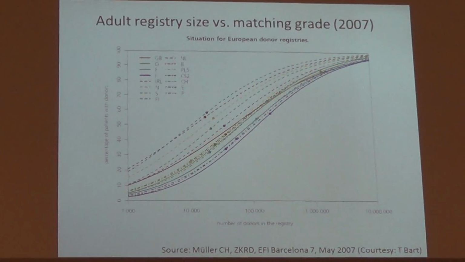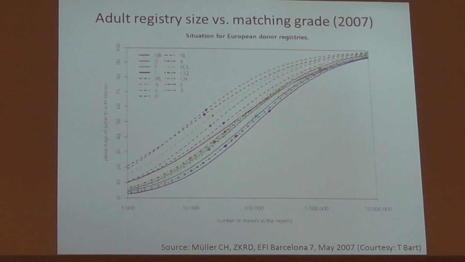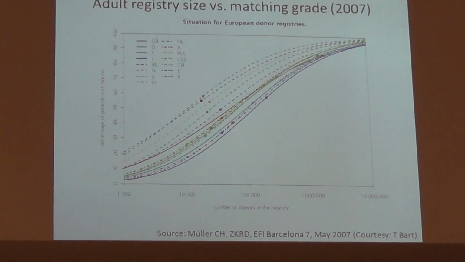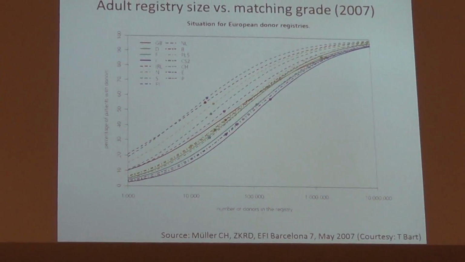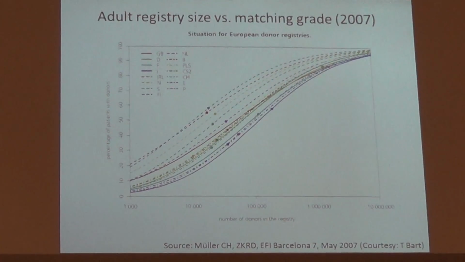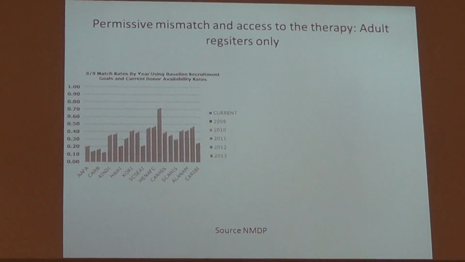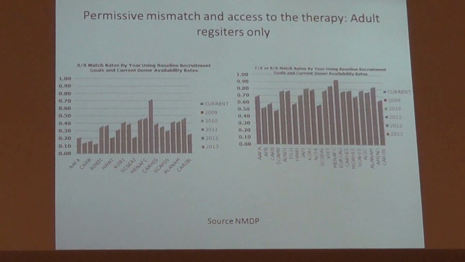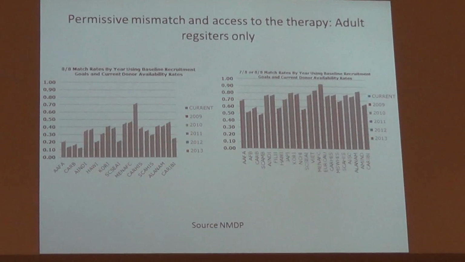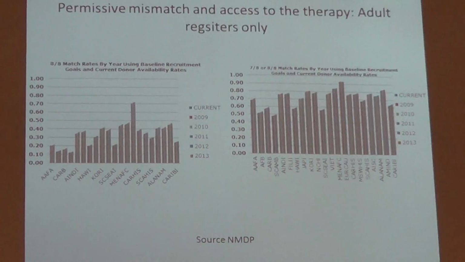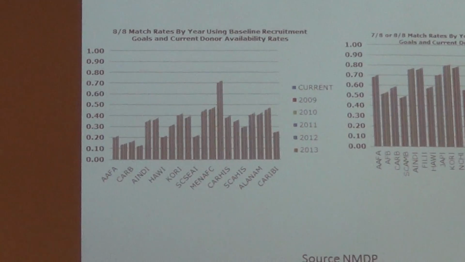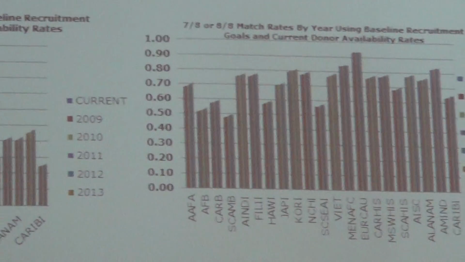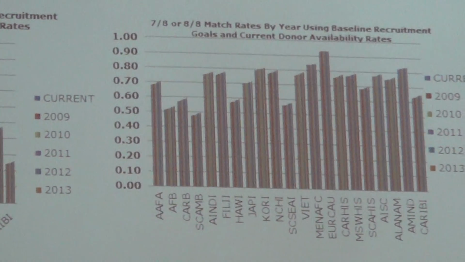This is borrowed from Calvin Miller, just to introduce that obviously adult unrelated registries need to be supported, but the challenge is how a registry can recruit up to millions of donors. This is data from NMDP: if you go from 8 out of 8 to 7 out of 8 on the right hand, you increase substantially the match level, but you cannot equalize the probability of access between ethnic groups.